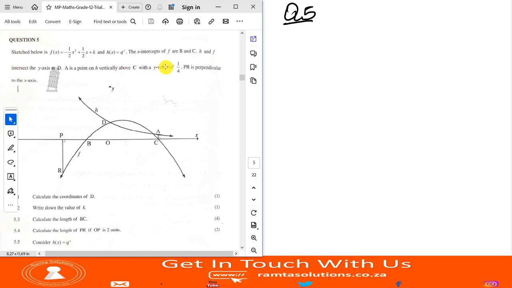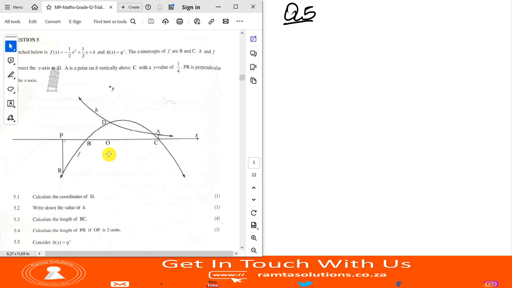So PR is perpendicular. Where's PR? Okay, here it is. It's perpendicular to the x-axis. Okay, cool. Now, 5.1, calculate the coordinates of D. I think we get these distortions from stanmorephysics.com, because when they add these markers, that's when maybe they distort the shapes. Maybe they got them as a Word document, but I don't know. Let's just proceed. We'll try to fix wherever we can.